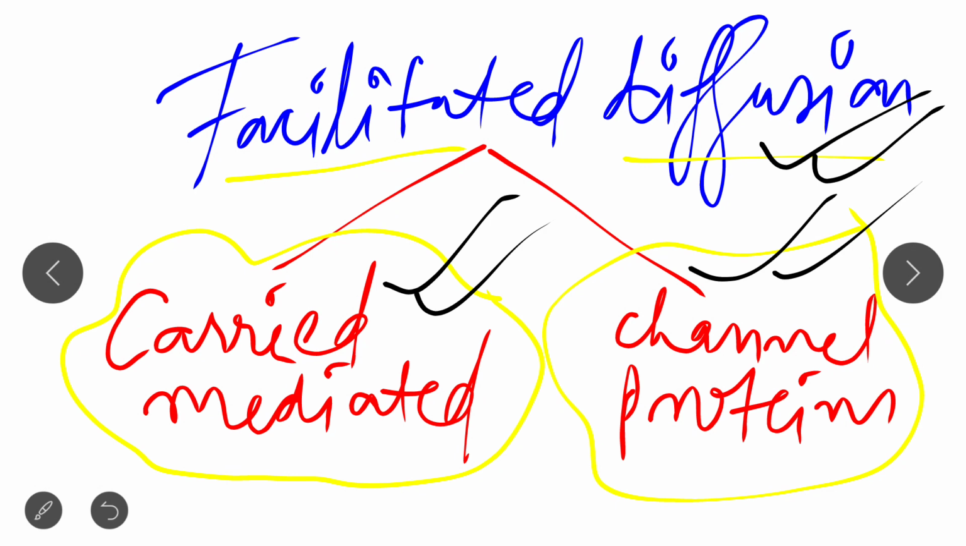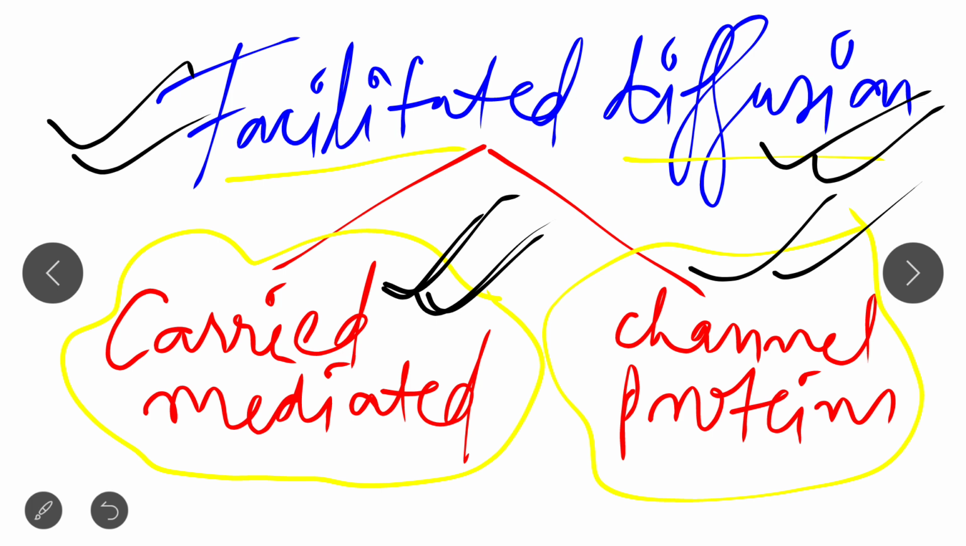While in case of simple diffusion, as we saw in the previous lecture, there is no requirement of protein. The molecules transported across the lipid bilayer in simple diffusion simply diffuse. No membrane protein is required in simple diffusion, unlike facilitated diffusion, where protein is required. Clear? So this is about facilitated diffusion.